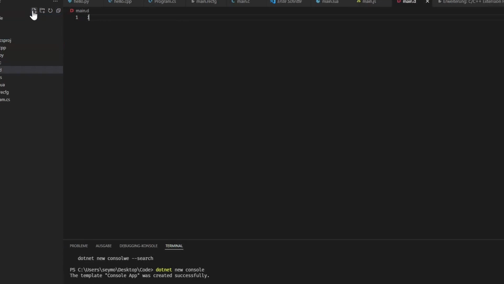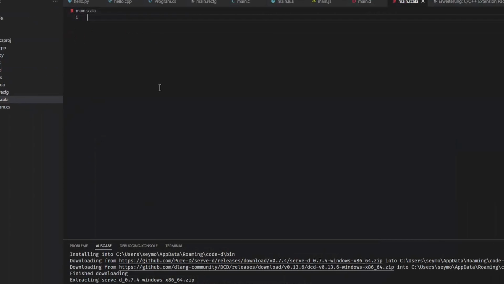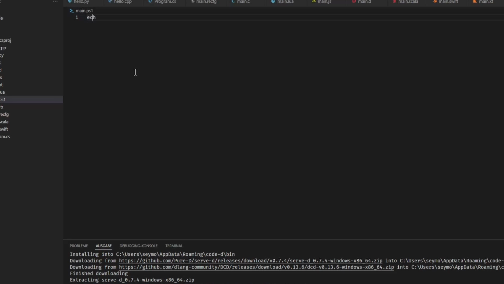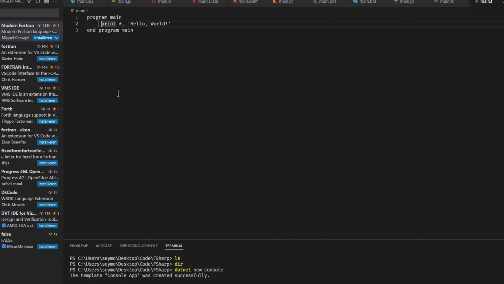Oh shoot, next programming language I did was the D programming language. It's the one that I always use for all my projects and it's very reliable. Next up was Scala, and let's just say I will never be using this programming language anytime soon. Next up I used Ruby, which is just bloated Lua. Then I used Kotlin, the JetBrains programming language, PowerShell, Batch, Perl, and Fortran.